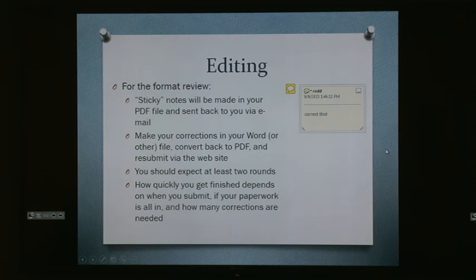All right, so what's going to happen is you submit the PDF to me, and I'll be making notes on it. They're going to kind of look like this, little sticky notes in the PDF, and I will be sending the PDF back to you via email. Make your corrections in your word processing document, convert it back to PDF, and then resubmit through Digital Commons. You should expect at least 2 rounds, and how quickly you finish depends on when you submit, if your paperwork is all in, and how many corrections are needed.